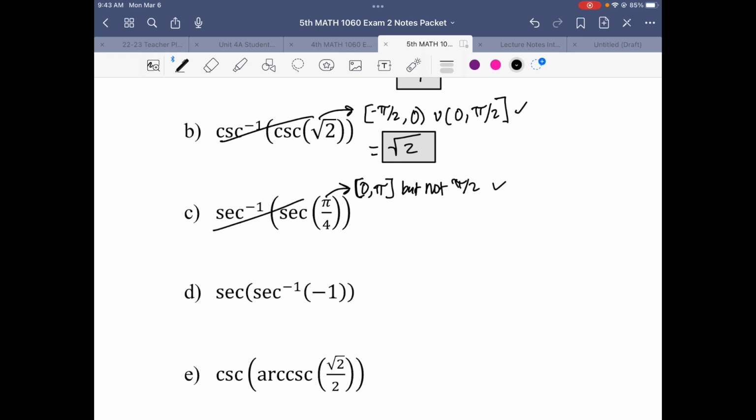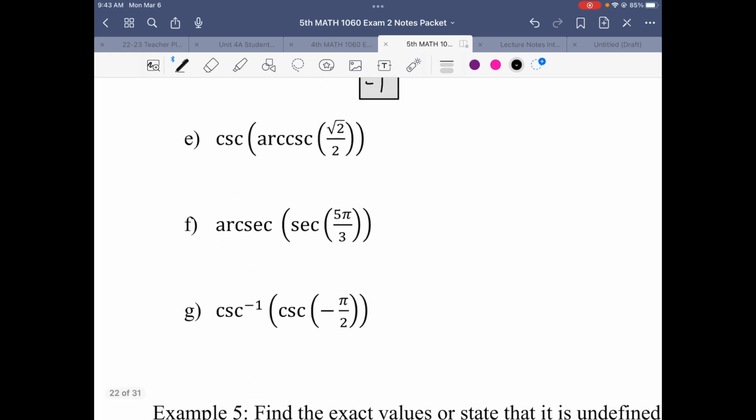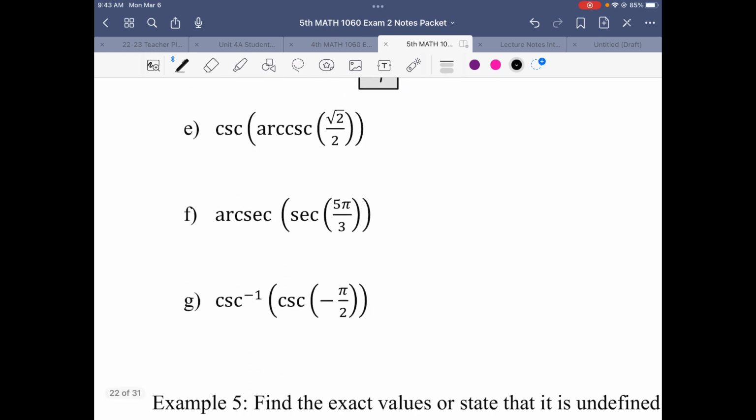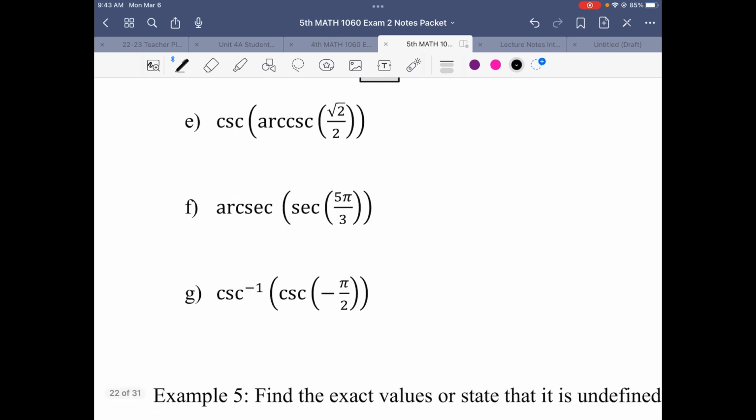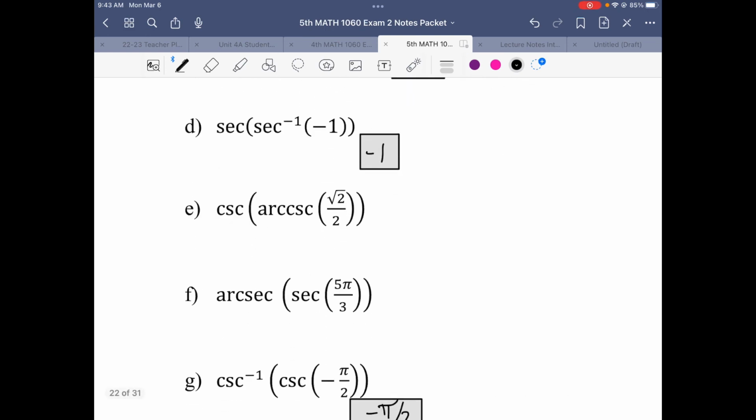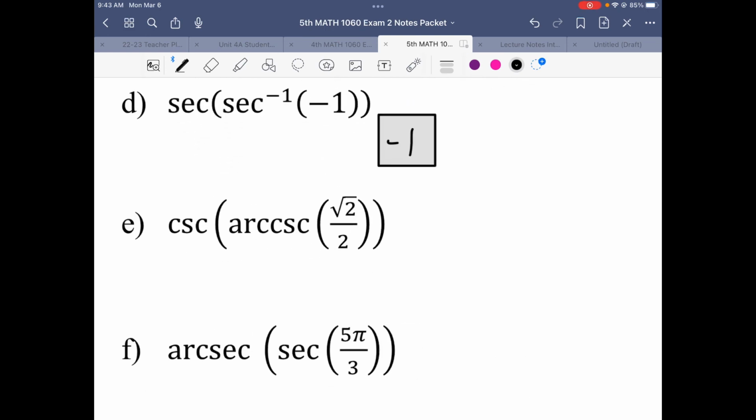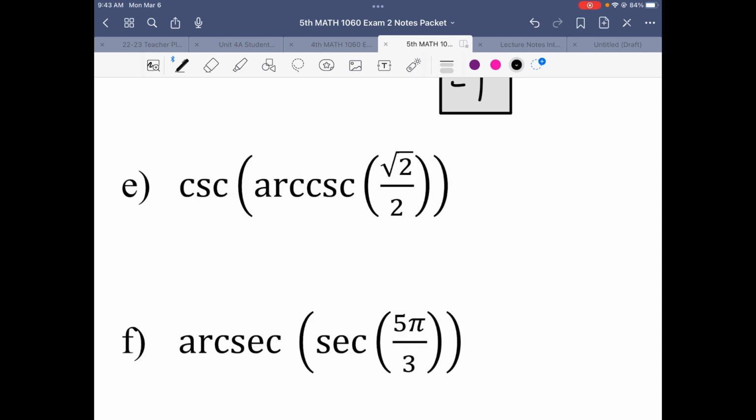Right? So this one is just pi fourths. Okay. So I'm just going to go ahead and put some answers down here, make sure that you understand why on these ones that I'm not going to talk about. All right, so on D and G, I put the answers. Let me know if you have questions on them.